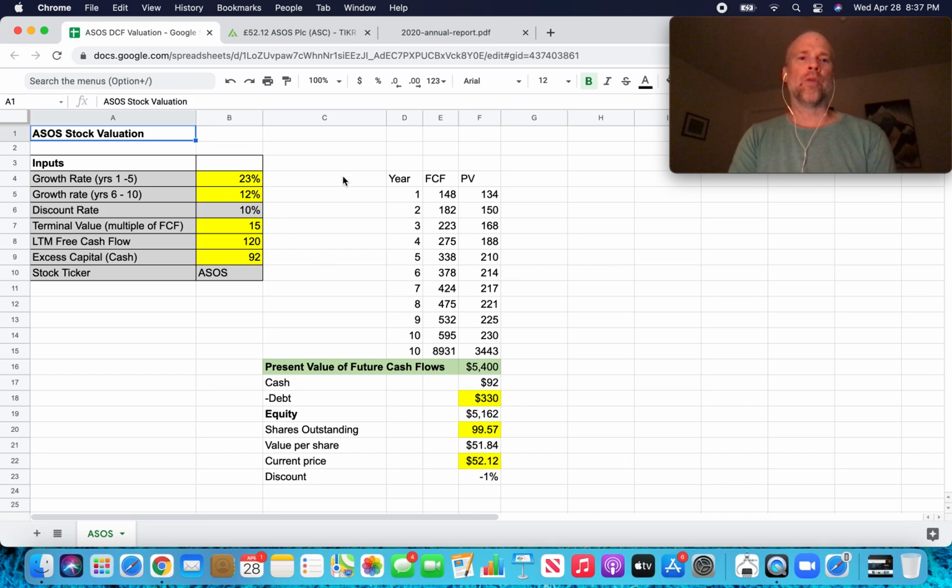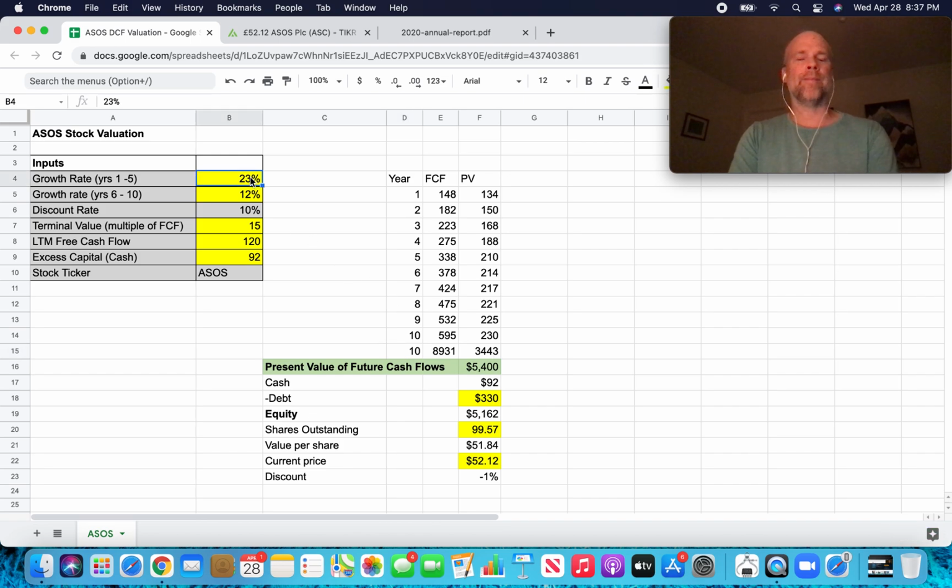So what is the growth in free cash flow? I'm going to have a number for years 1 to 5, and then a number for beyond year 5, years 6 to 10. Then we're going to assume we sell the business at the end of year 10 for a 15 multiple of free cash flow. That's what this last row is in the DCF calculation. It's the terminal value that's discounted back to today.